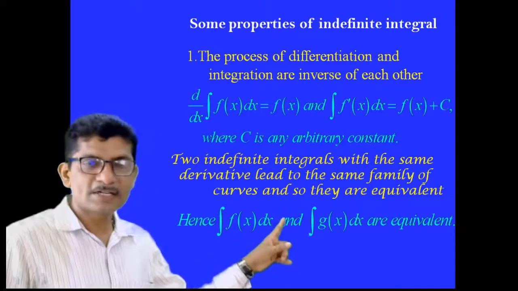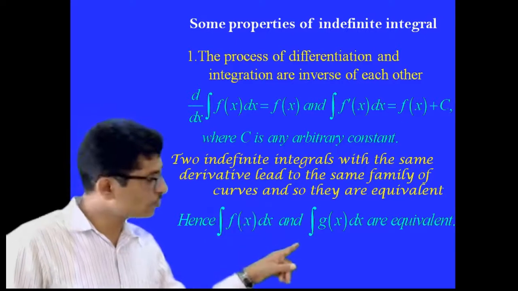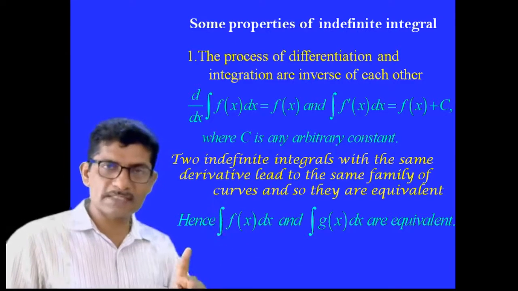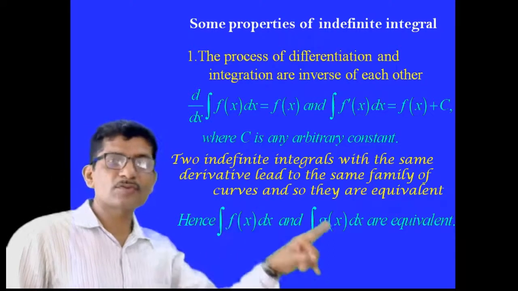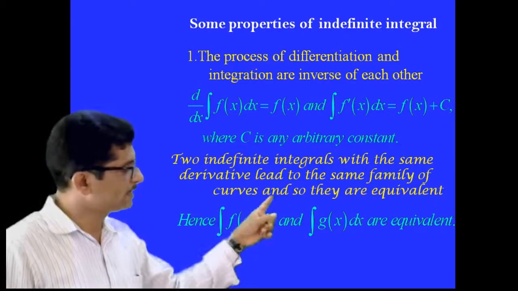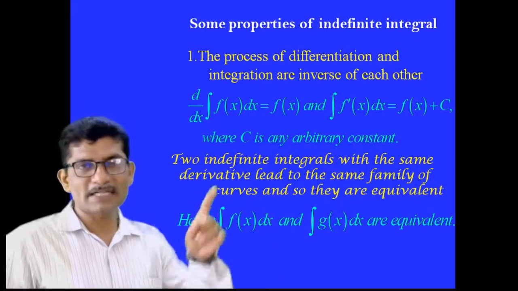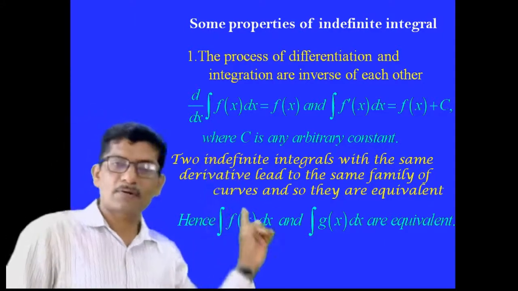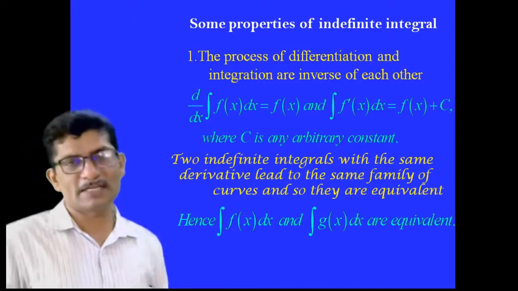Integration of 2x is equal to x square, and integration of 2x is also equal to x square plus 1. This x square and x square plus 1 are always represented by the same family of curves, and the movement with respect to x of both curves is the same. Therefore, these two curves are said to be equivalent. The proof is not necessary.